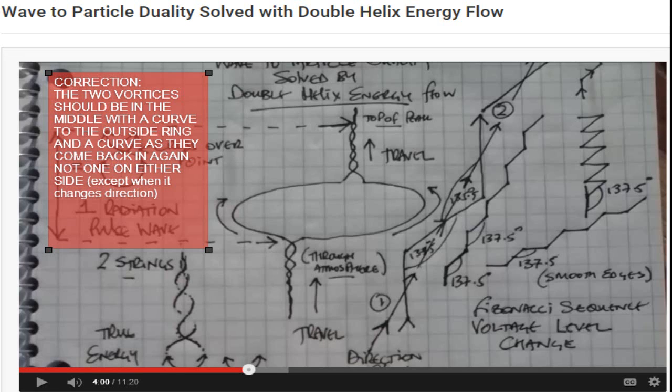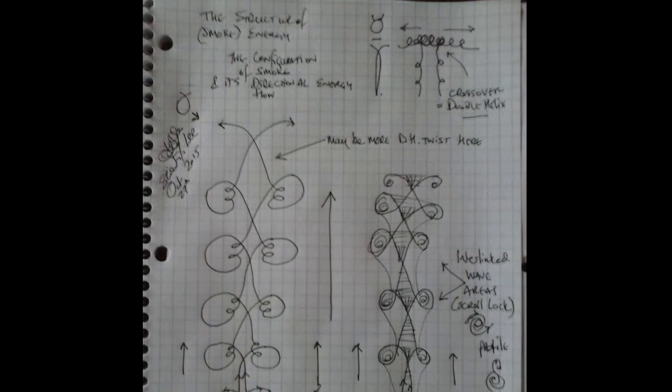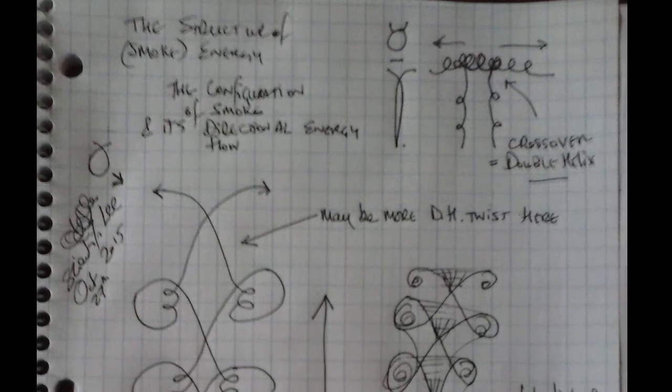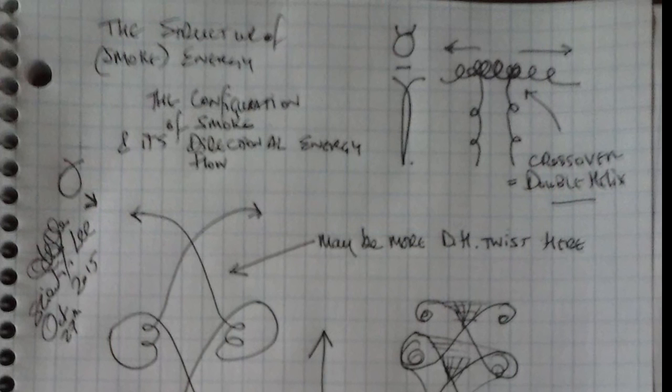And so now I'm going to show it with a paper showing the exact structure and travel, and then I'll bring up a few photographs so that you can actually see that I'm correct. Okay, it's a little blurry, but it doesn't matter, just the words are blurry. So this is the structure of smoke energy, the configuration of smoke and its directional energy flow. Now on the right there I've got the Aleph of God, which is the circle with two horns. Underneath is how smoke travels.